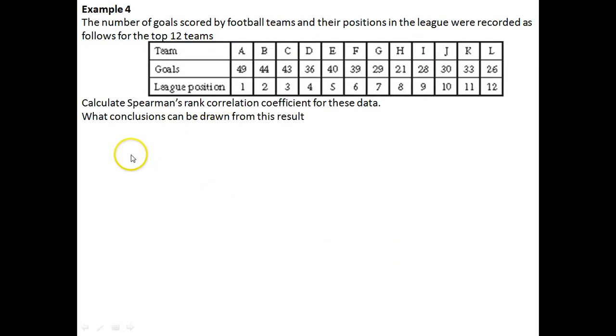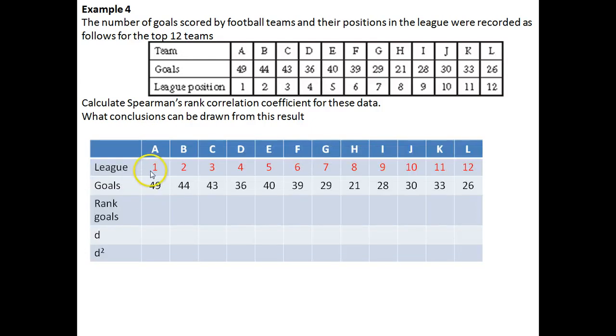Another one: the number of goals scored by football teams and their positions in the league were recorded as follows for the top 12 teams. So we have the teams, the goals scored and the league positions. Calculate Spearman's rank correlation coefficient for these data. What conclusions can be drawn from the result? I've put the league on top and then the goals underneath. As the league is ranked already, we'll rank the goals.